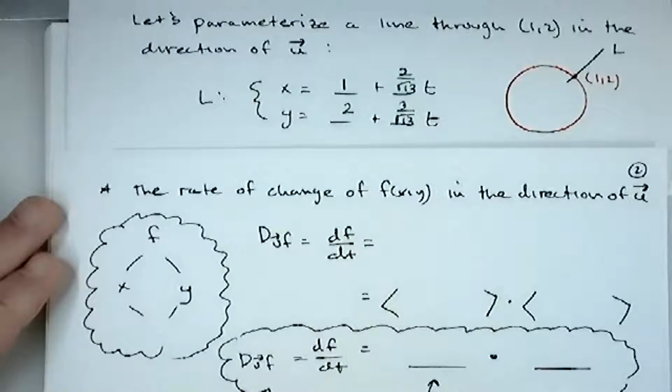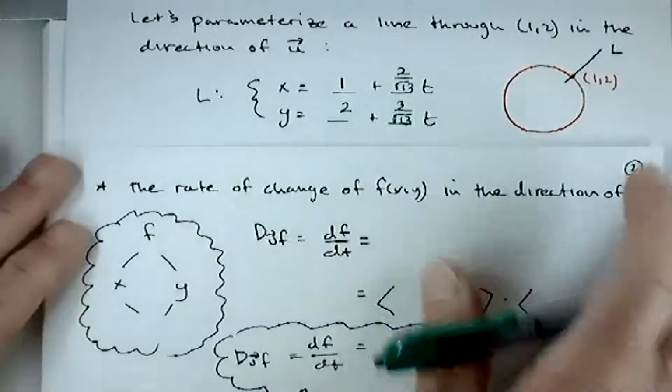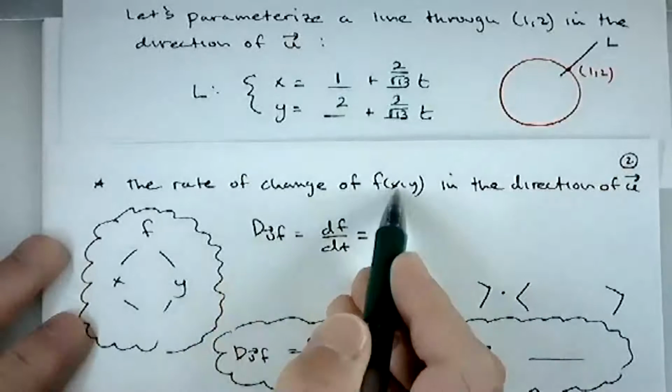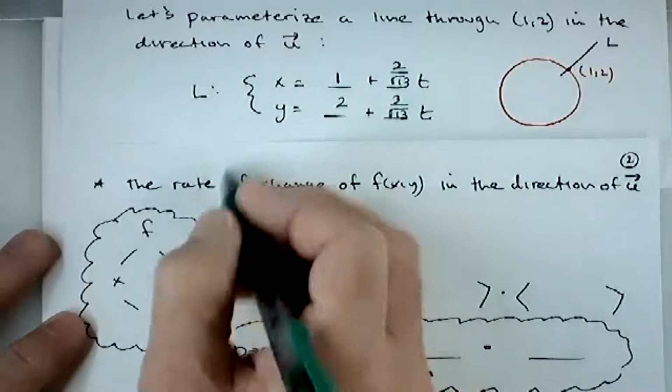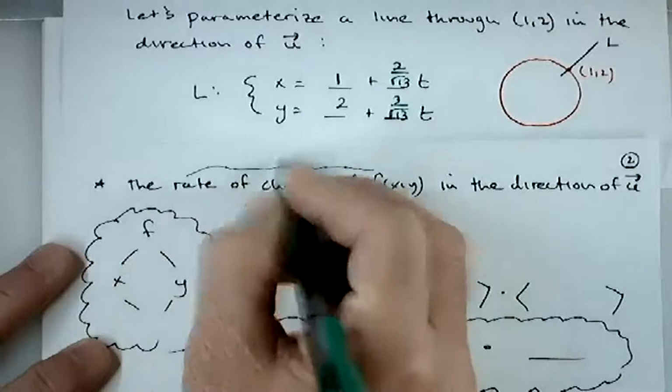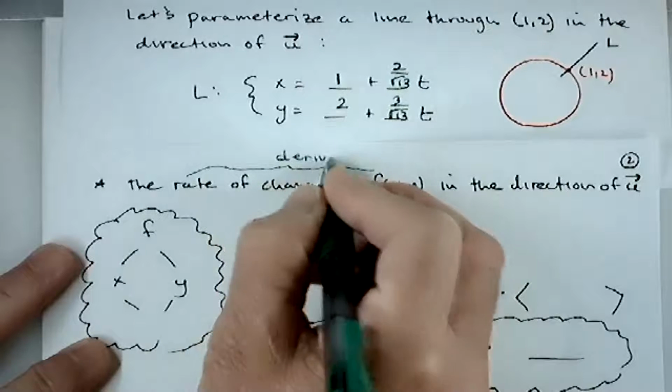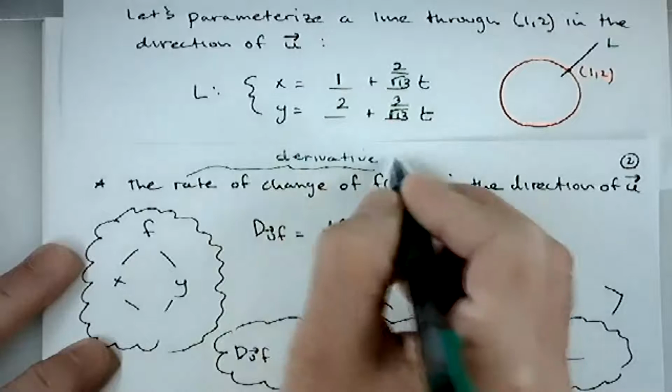And so here's how this works. It involves the chain rule. I want to find the rate of change of f of x, y. That's the derivative, basically. So that's what gives us the rate of change or the slope, right?